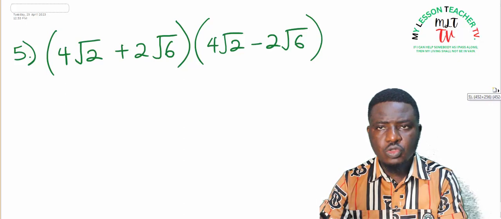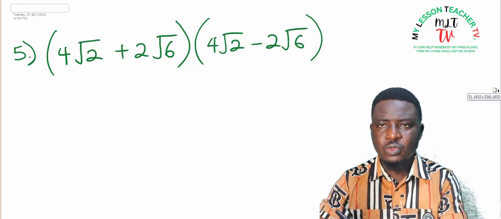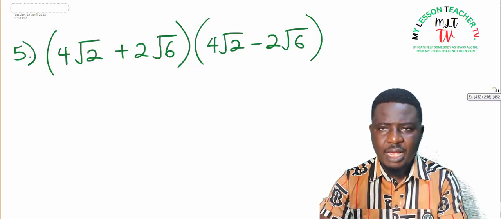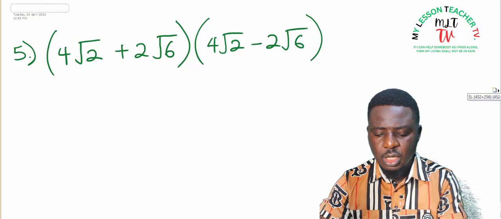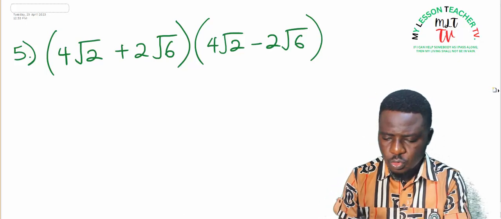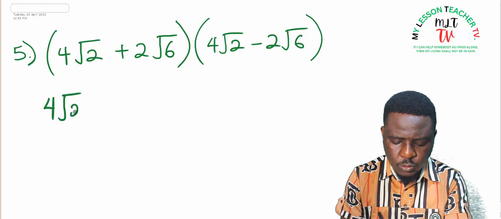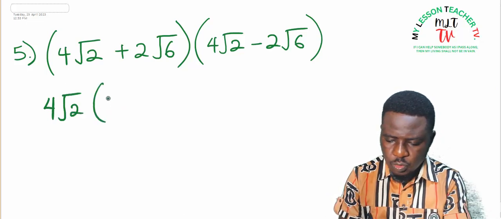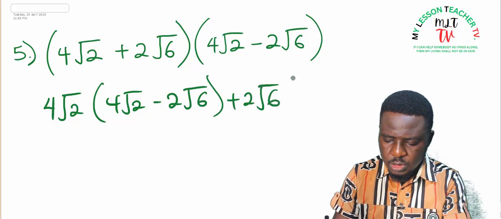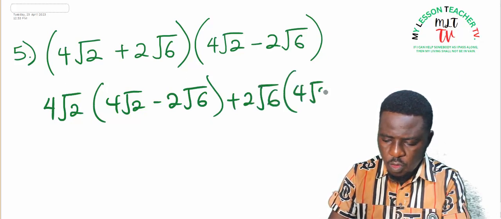5, you also split one of the brackets into 2 and use them in turns in multiplying the second bracket. If there are more than 3 terms in the bracket, you split them into 3 or into nth term, depending on the number of terms you have in the bracket. So not just into 2. So this gives me 4 root 2 into 4 root 2 minus 2 root 6 plus 2 root 6 into 4 root 2 minus 2 root 6.